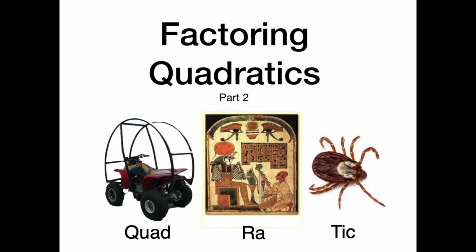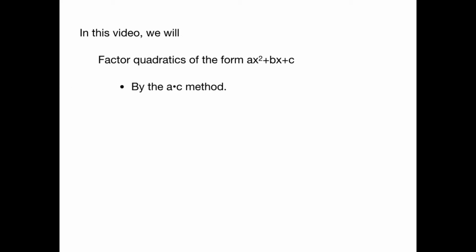Factoring quadratics, part 2. In this video, we're going to factor quadratics that have a leading coefficient other than 1. And we're going to try two methods, the AC method and the method of trial and error.